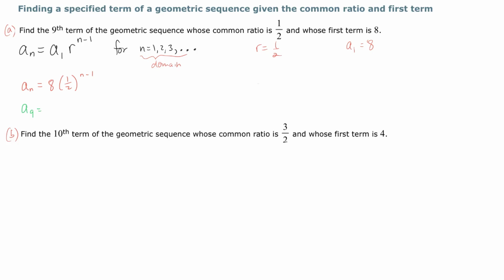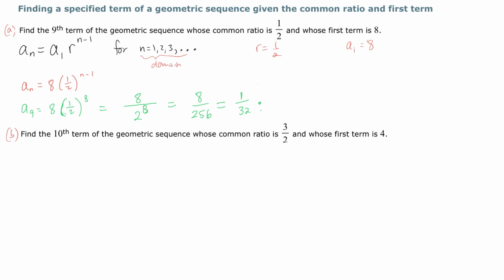A sub 9 would then be what? 8 times 1/2 to the 9 minus 1, which is 8. And of course, you could take your calculator there and get this final expression. An exact answer would be 8 over 2 to the 8th power. 2 to the 8th power is pretty big. 8 over 256, which reduces to 1 over 32.